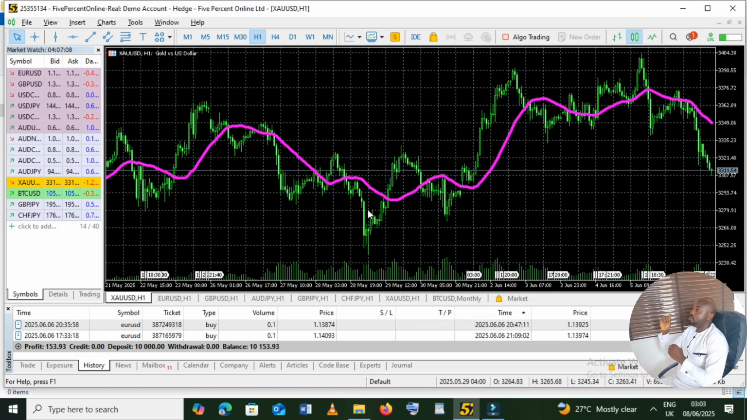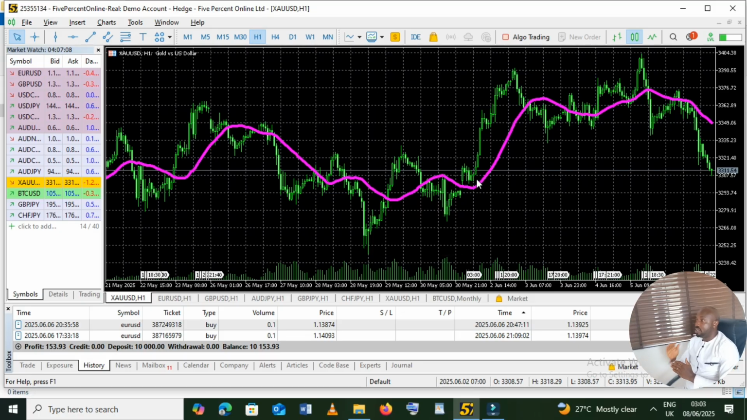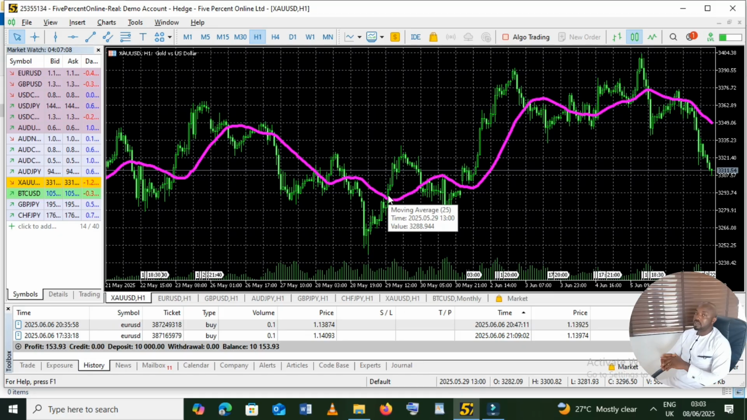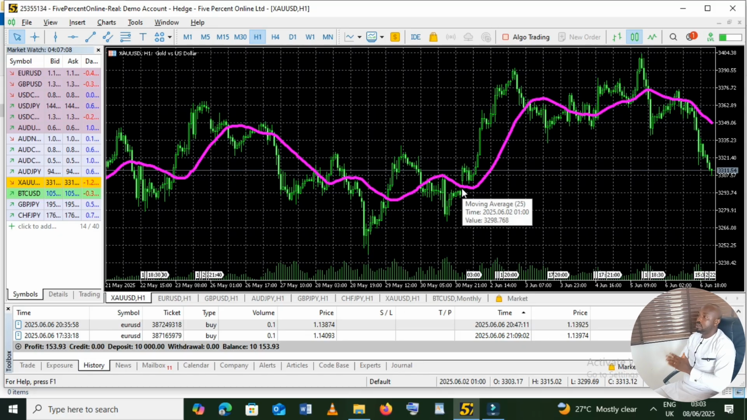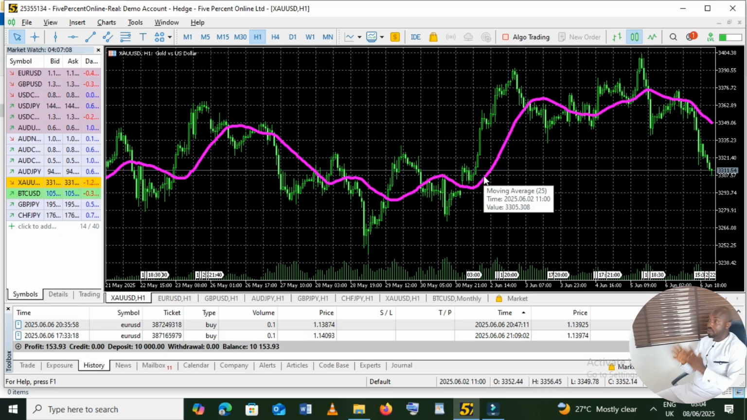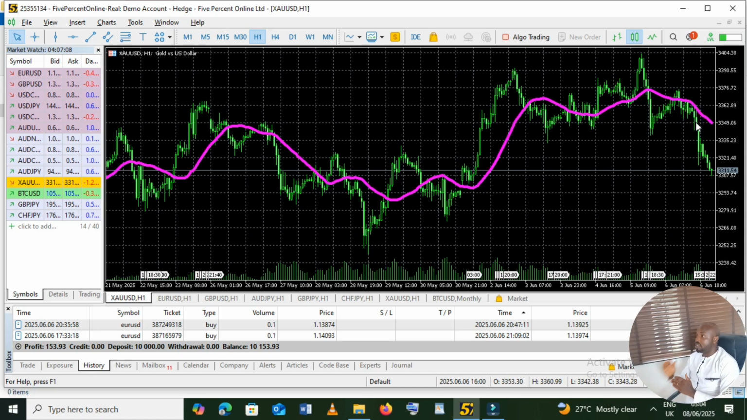So how do you analyze the forex using moving average? In a simple way, when you see the moving average line below your candle, not when it cuts in between, that can be indecision. So when you see it below the candle, it signals a bullish movement. It shows that the market is in a bullish direction, so you can place a buy order. And when you see it above the candle, it shows that the market is in a bearish direction, so you should place a sell order.